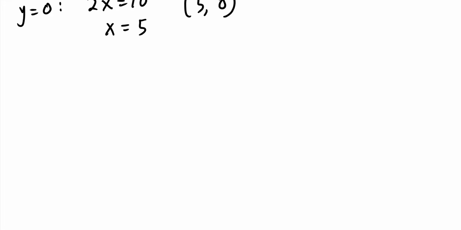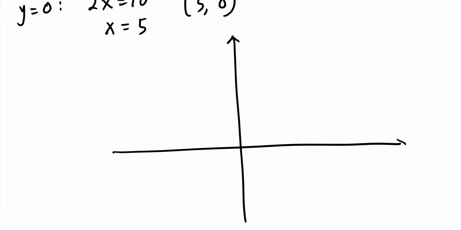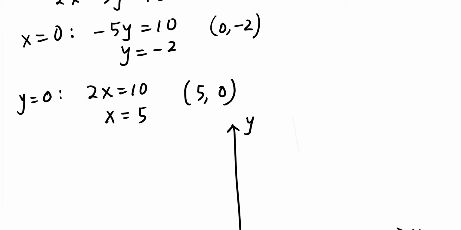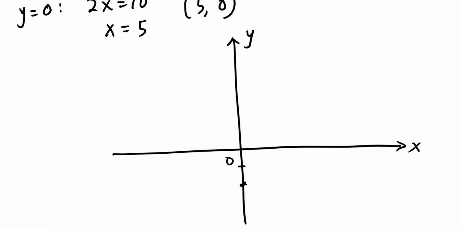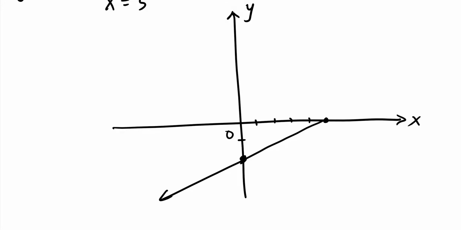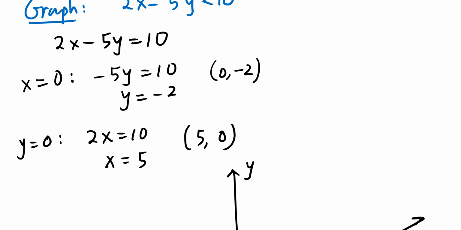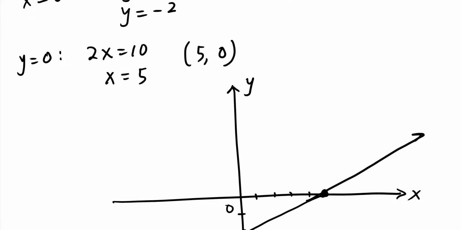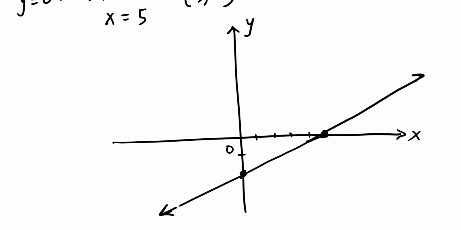So what we're going to do is graph these 2 points. So we have 0, negative 2, and 5, 0. So I have the 2 points and I'm going to connect them. So I used intercepts to graph this. I drew it as a solid line, but it's supposed to be a dotted line because it's only less than. So what are we going to do? We could change it now to a dotted line, as you can see. So that tells us we don't include the points on the line itself.